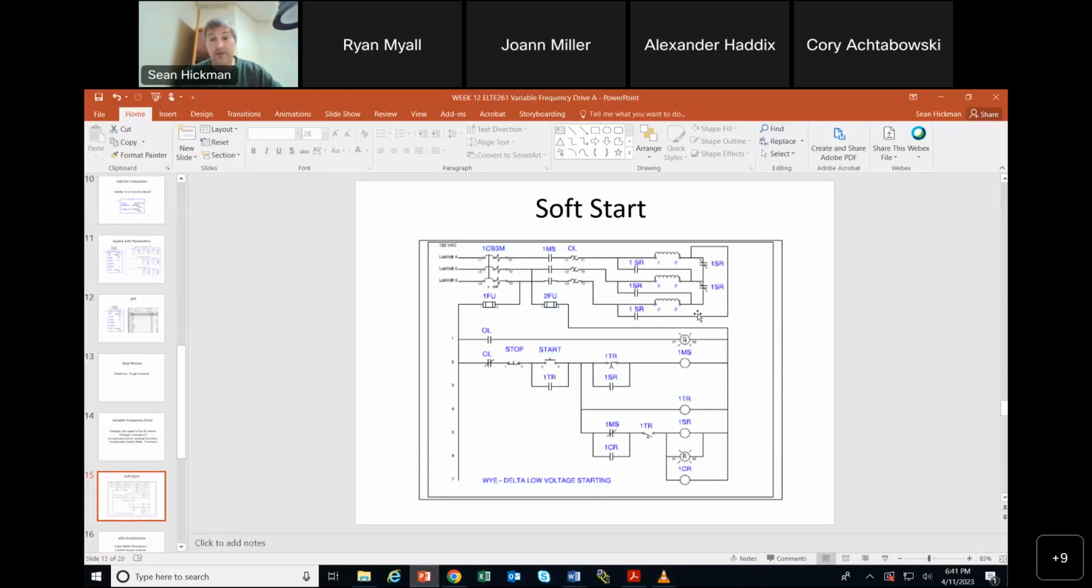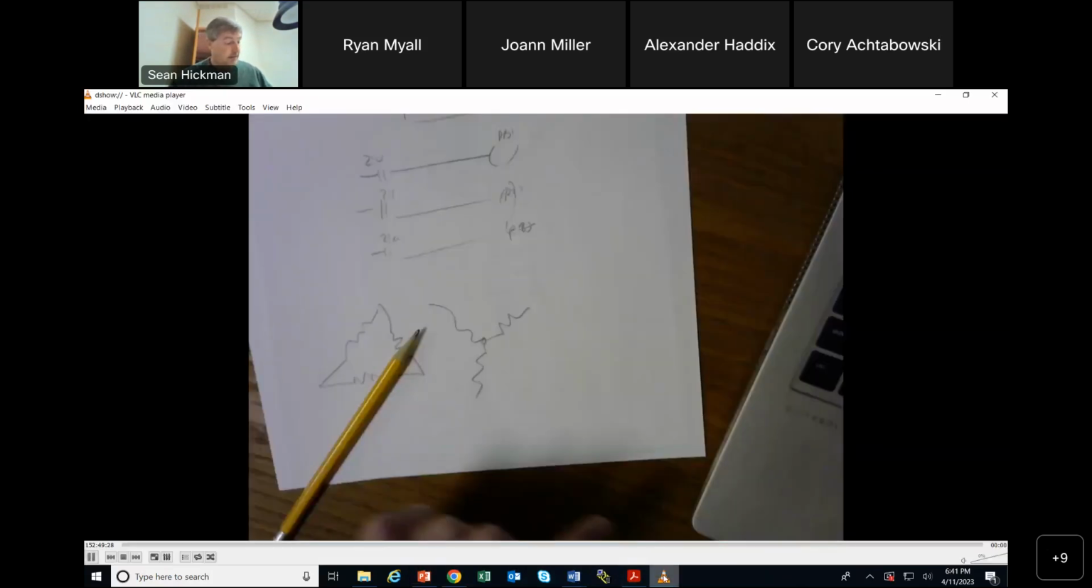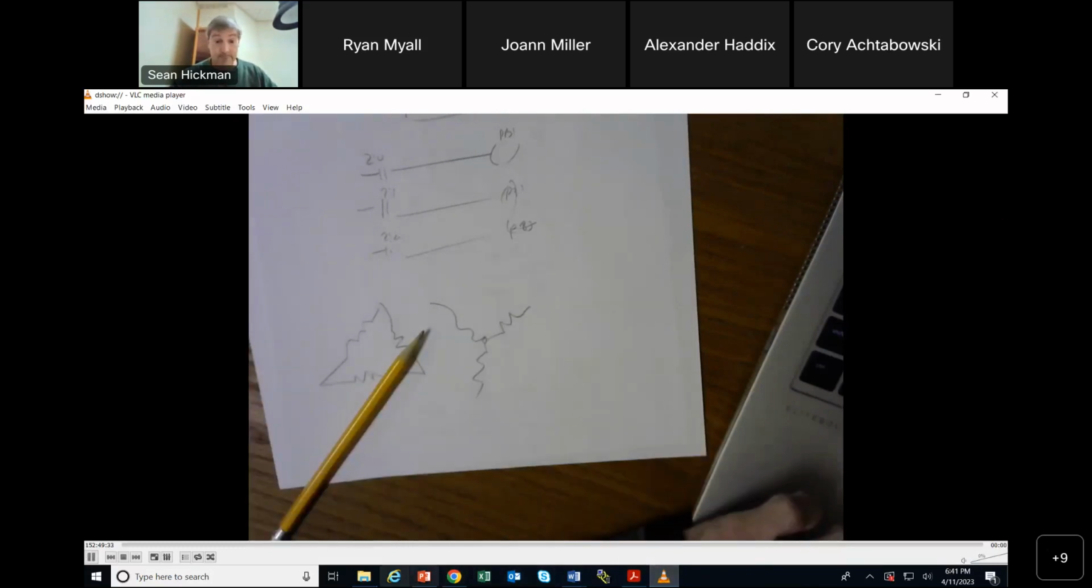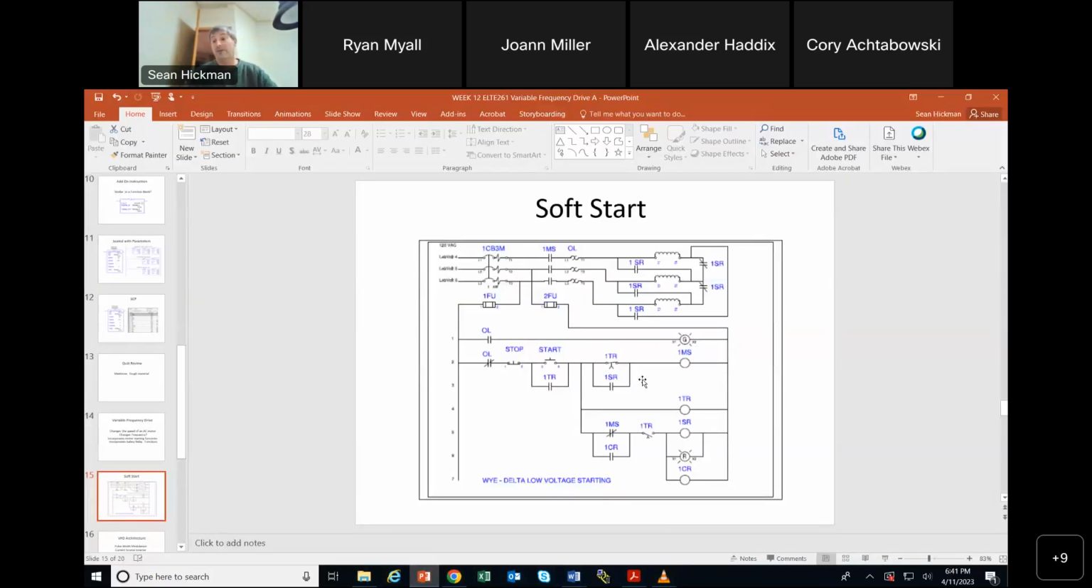And then when this starts, this SR closes, closes, closes, and this opens, opens, opens. So now I've got this coil in series with this coil in series with this coil. And it looks to me like I got this one in series with this one in series with this one. I got a delta. And so what this is used for is a soft start, that when I start, I'm going to start on the Y.